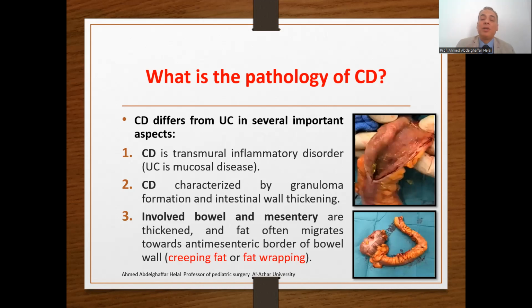Number 3, the involved bowel and mesentery in Crohn's are thickened, and fat wraps or creeps around the wall of the bowel. This is called fat wrapping or creeping fat. As you see in this picture, the fat creeping all around the bowel wall is not normal. This is called creeping fat or fat wrapping, which is one of the pathological features of Crohn's disease.